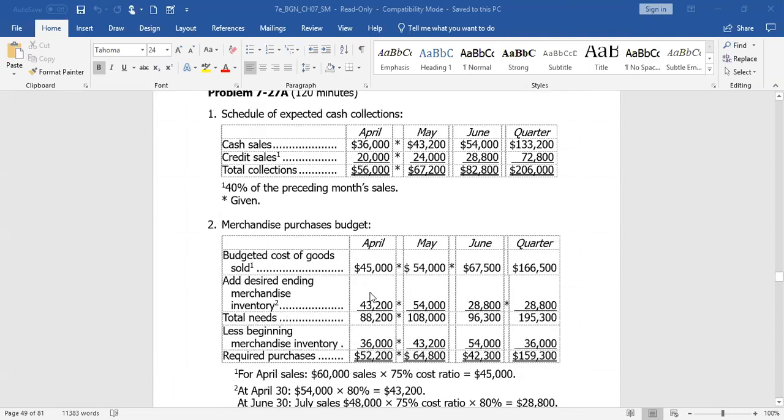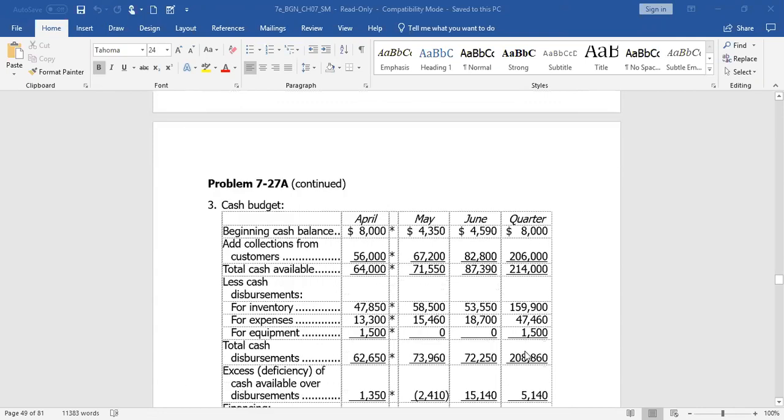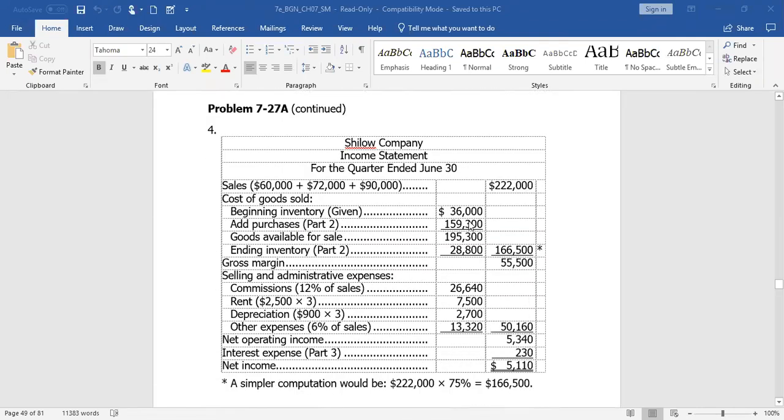Now, I'm going to go back up here. Remember, in here, we predicted cost of goods sold. We could use the information from our purchases budget now to complete our income statement. Beginning inventory of $36,000. How much did we expect to have to buy during that period? $159,300. How much do we expect to have left over? $28,800. And there's our cost of goods sold, $166,500. We budgeted that. Subtract your cost of goods sold from your budgeted sales. $55,500 is your gross margin, gross profit.